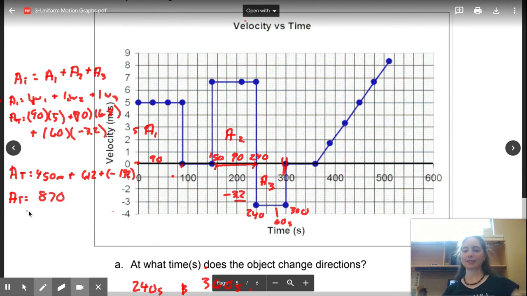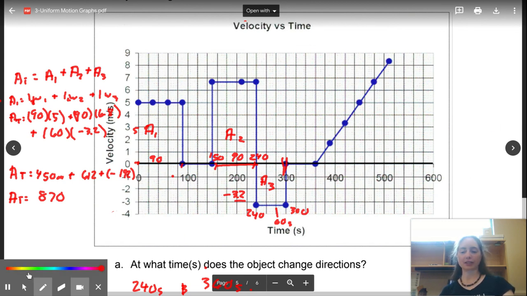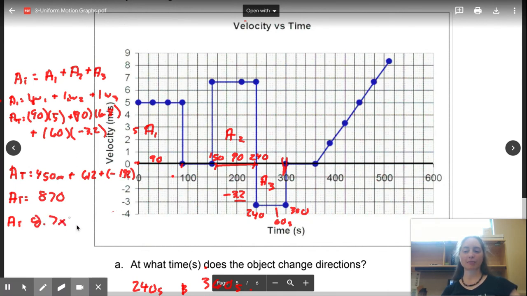Now we want sig digs, okay? Let's see, what did I say in the question for sig digs? I said 2 sig digs. All right, now because I want 2 sig digs, that's 3. So I want 8.7 times 10 to the power of 2 meters. And I wanted displacement, so that means I want direction. And the object is initially traveling south, so that means south is positive.